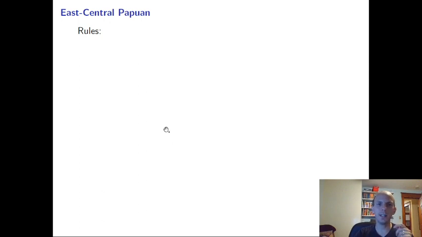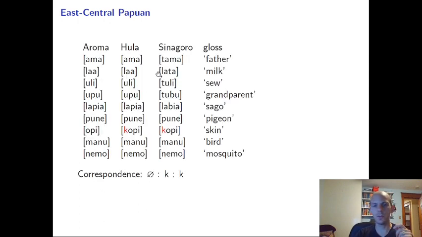What we ended up with is a bunch of proto-phonemes for the ancestor to these languages. Proto-Aroma-Hula-Sinagoro, or Proto-East Central Papuan, if you want to call it that. So we have a bunch of proto-phonemes, one for each correspondence set. A kind of cool thing that this lets us do is recreate not just the phonemes of this proto-language, but actually the words themselves as well.